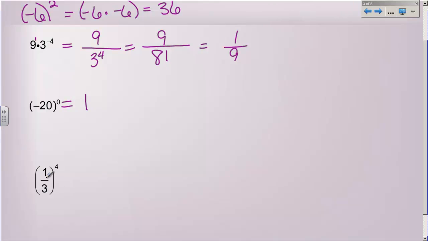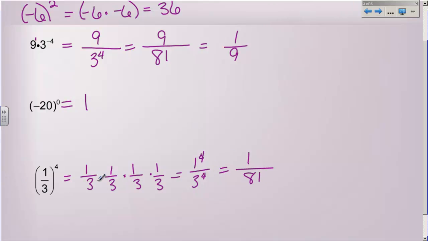Yay, I'm finished. Okay, 1/3 to the power of 4 in expanded form means 1/3 times 1/3 times 1/3 times 1/3, which is the same thing as saying 1 to the 4th over 3 to the 4th. Well, 1 to the 4th power is just 1. It doesn't matter how many powers I put 1 to, it's still going to be 1. 3 to the 4th power, we did up here, it equaled 81. So 1/3 to the 4th power is 1 over 81. You can expand it this way, or you can understand that it's 1 to the 4th and 3 to the 4th. They mean the same thing. However you want to write it is fine by me.